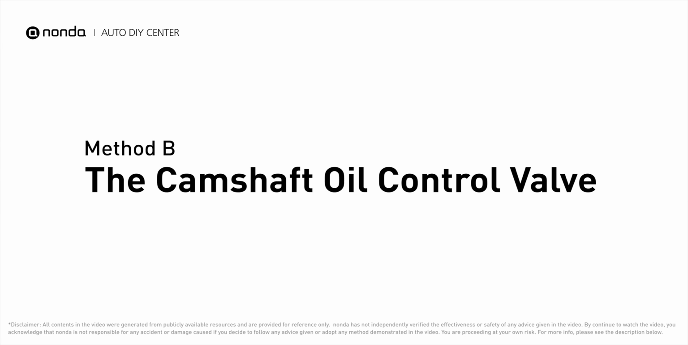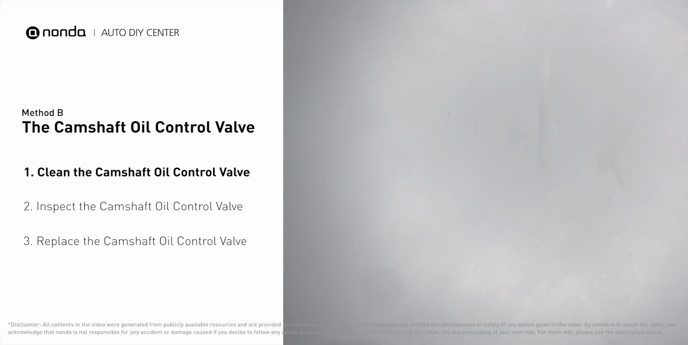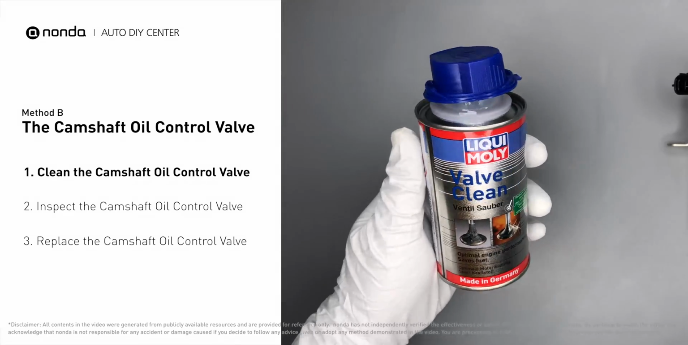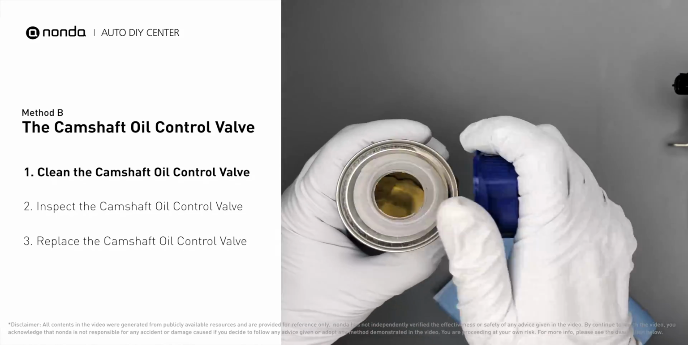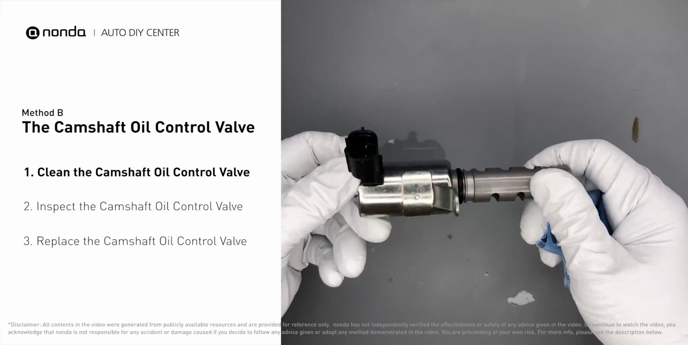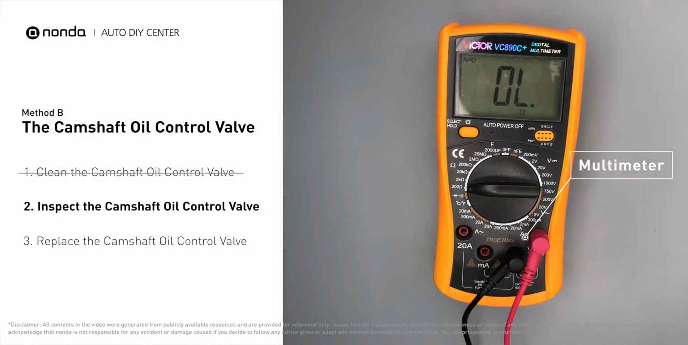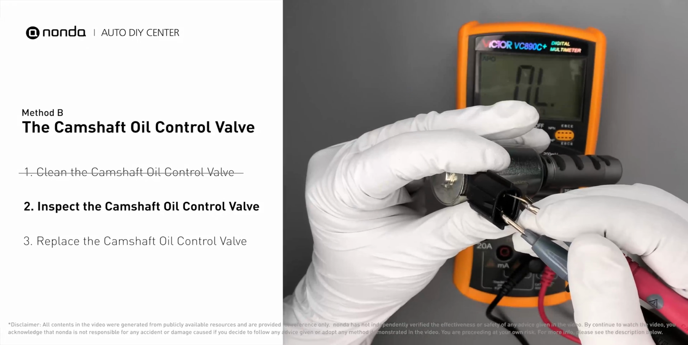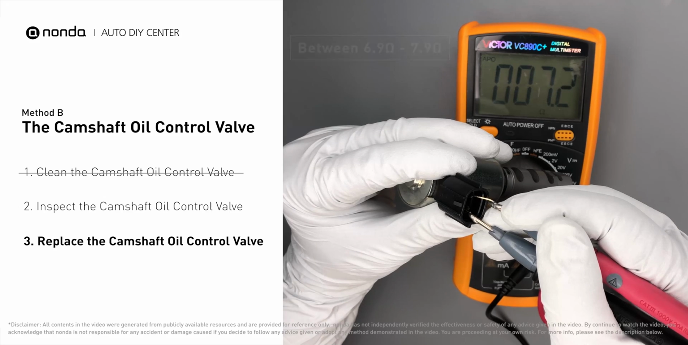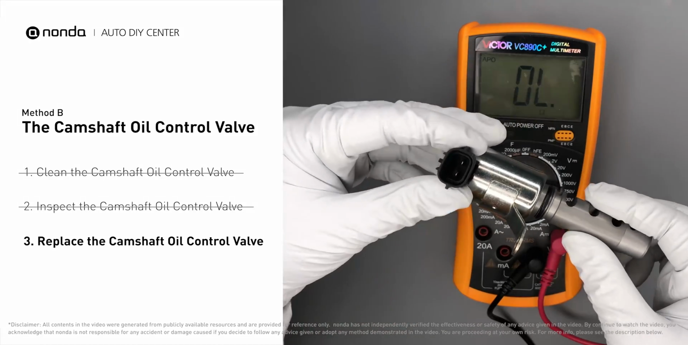Method B, the Camshaft Oil Control Valve. First, carefully remove the camshaft oil control valve from the engine. Use a valve cleaner to clean the camshaft oil control valve. Then use a multimeter to proceed with a test on the camshaft oil control valve. In ambient temperature of 68 degrees Fahrenheit, the valve resistance is between 6.9 ohms to 7.9 ohms. If you do not get a reading, this indicates that the camshaft oil control valve is faulty and needs to be replaced.